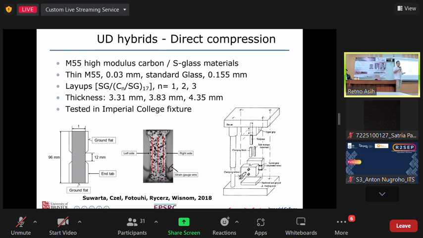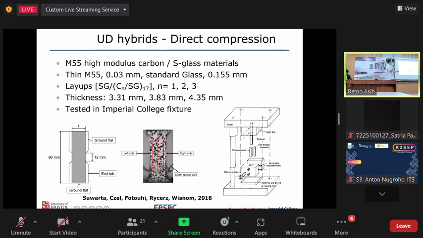Another thing about carbon fiber composites is that they are quite prone to sudden and brittle failure during compression. That's the problem. So we try to tackle it by using this hybrid concept, stacking glass, carbon and glass, and we conducted direct compression tests on this kind of material. This is thin M55 carbon epoxy. It has around 280 gigapascal stiffness, and standard S-glass material.